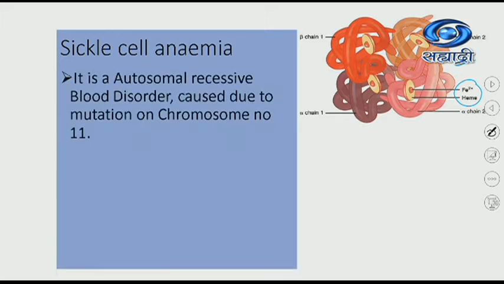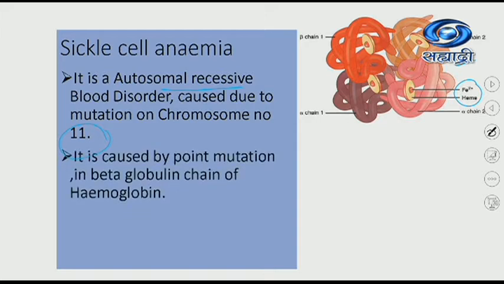Sickle cell anemia is an autosomal recessive blood disorder which is caused due to mutation on autosome number 11. So there is a gene which is changing on autosome number 11 which is causing sickle cell anemia. It is caused by point mutation. I will explain what a point mutation is. Where is the mutation taking place? Chromosome number 11, in the beta globin chain.